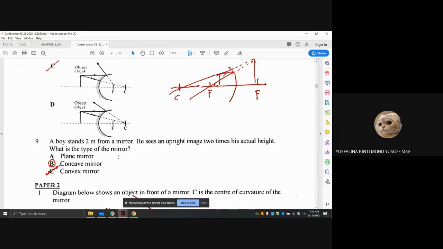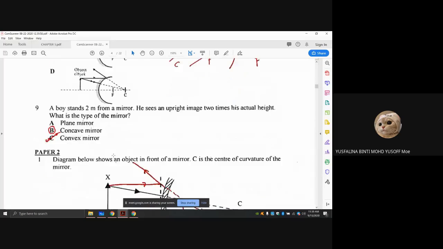For a plane mirror, the same size. For a convex mirror, always smaller than the object. And for a concave mirror, they can have a smaller one or a bigger one, but it depends on where the object is. Only the concave mirror usually has an image bigger than the object. So the answer is B.